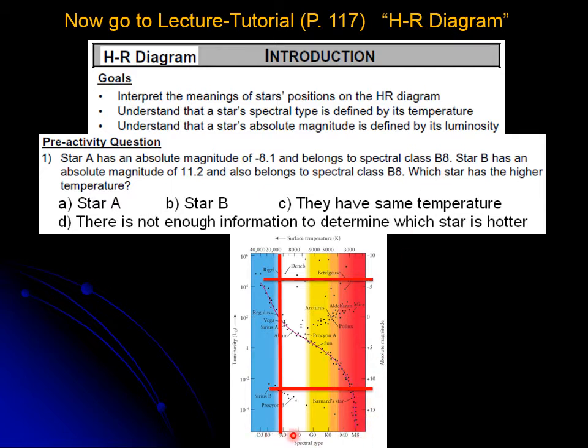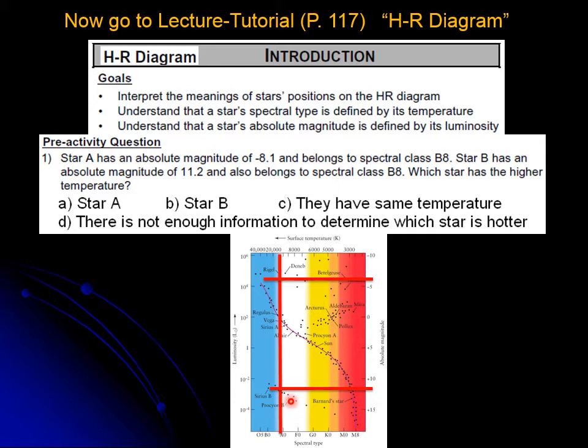Spectral classes are down here, and we go from B0 all the way to B9 and then A0. So next to A0 is going to be B8, it's right there. So star A is here. Now star B has a magnitude of 11.2, which is way lower, so it's going to be somewhere here. But it is also known that it belongs to spectral class B8. So we go back to B8 and see that star B is going to be right here.